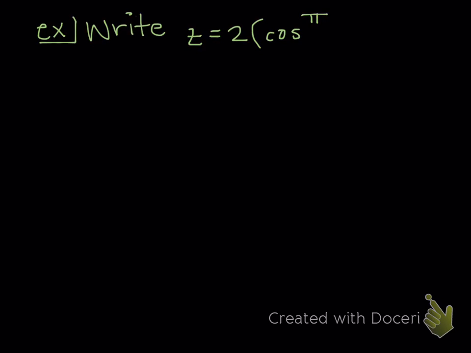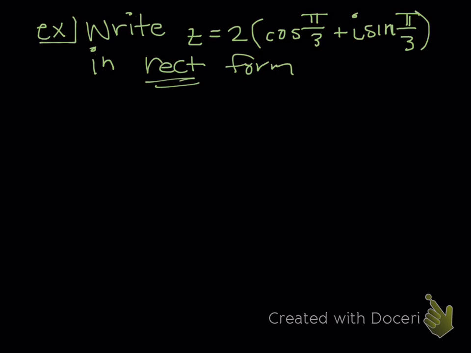So our next example is going to be just that. The next example is write z equals 2 cosine of pi over 3 plus i sine of pi over 3 in rectangular form. Notice it's already in polar form. So here's the complex version in polar form, and then I want you to put it in rectangular form. This is where we use the actual coordinates to replace this and get actual values.